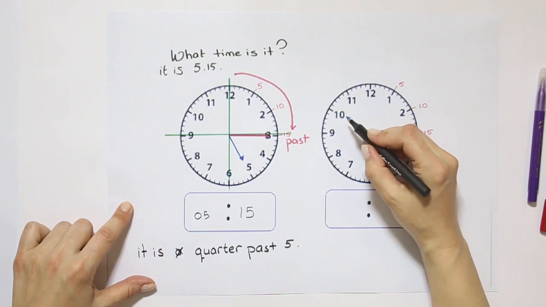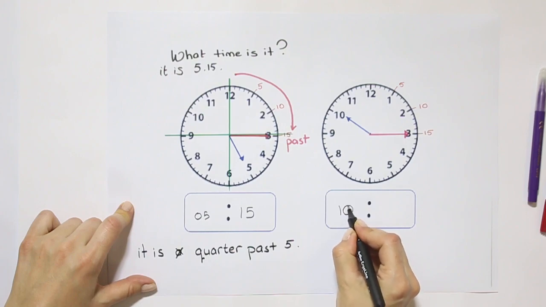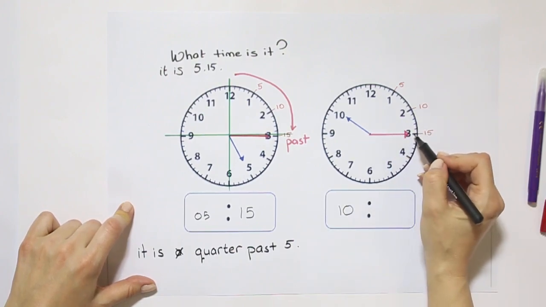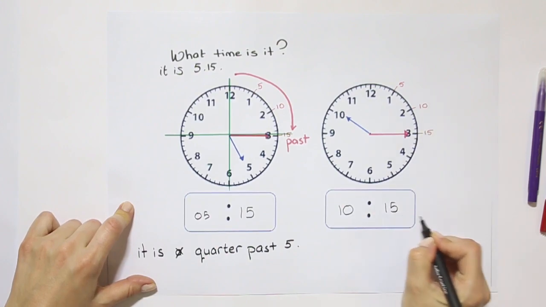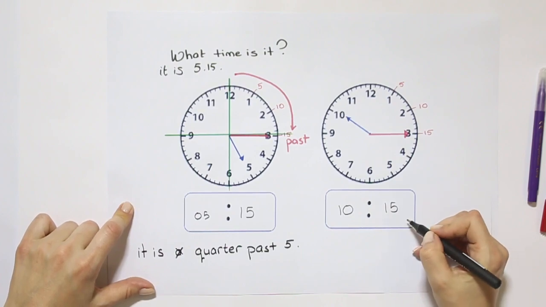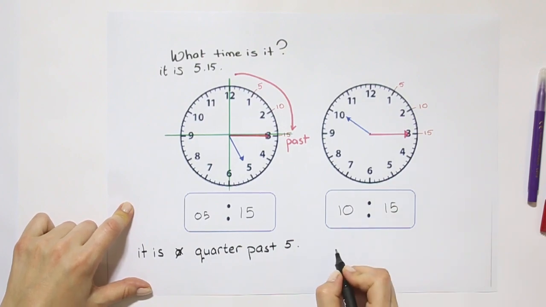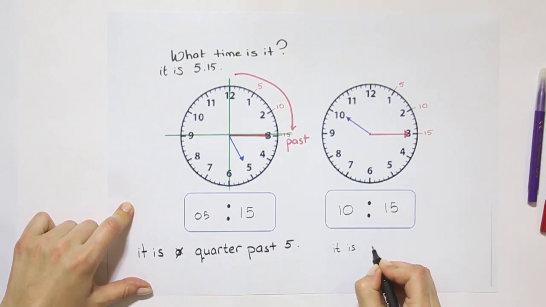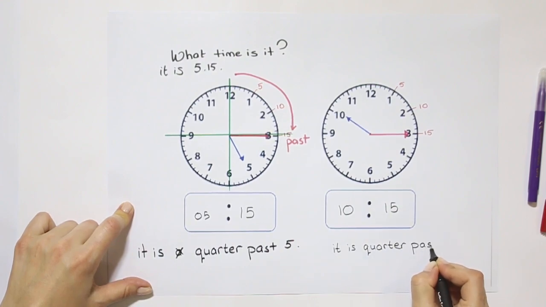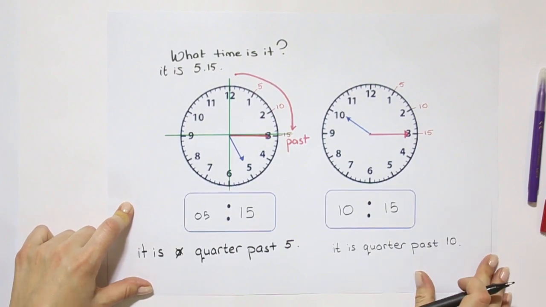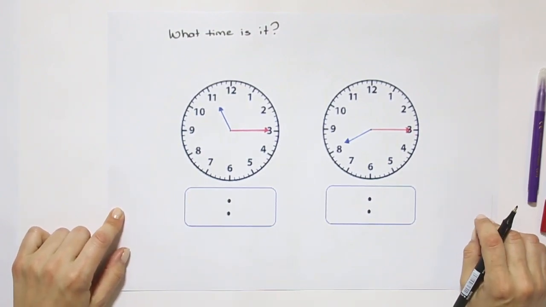The short hand is pointing just after 10. We know the hour is 10 something. The minute hand is pointing to 3. We know that means 15 minutes. On the digital clock it looks like this. We say it is 10:15, but we can also say it is 10:15. Let's continue with some more examples.